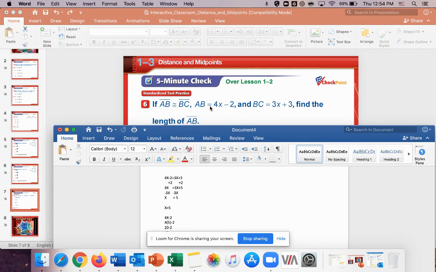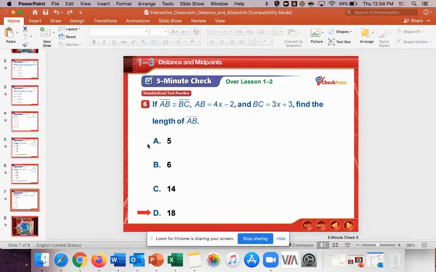So because AB is equal to BC, it doesn't really matter which one you use. If you felt more comfortable using 3x plus 3, that's fine. 3 times 5 plus 3: 3 times 5 is 15, plus 3 is 18. You get the same answer. But I used AB, 4x minus 2. So substitute in 5 for x. So it's 4 times 5 minus 2, which is 20 minus 2, which is 18. AB equals 18, which is the correct answer.